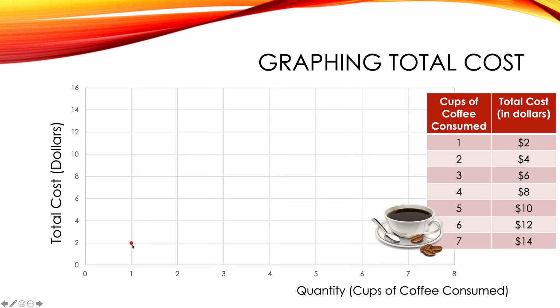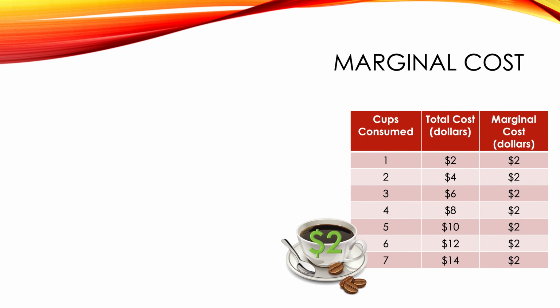And we can go all the way down the table and plot it. And of course, as we buy more coffee, our total cost of coffee keeps going up. Not too bad, all the way up there to 14 total dollars spent on 7 cups of coffee. So that's total cost. But now it's time to get to the good stuff.